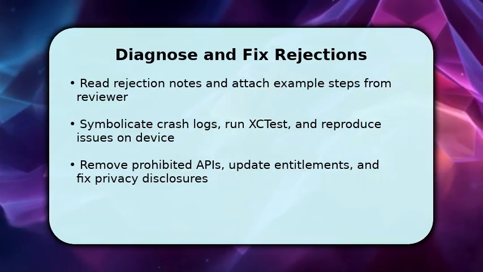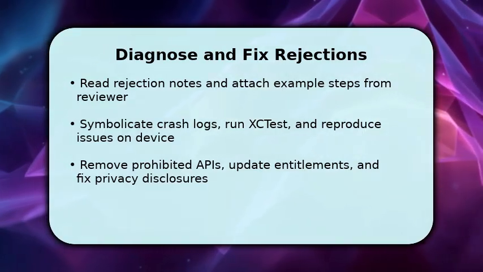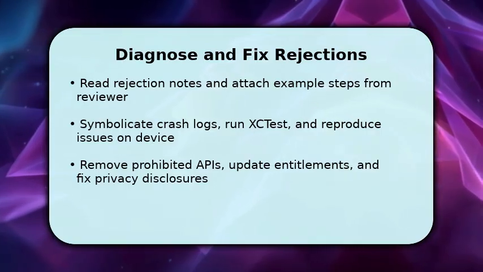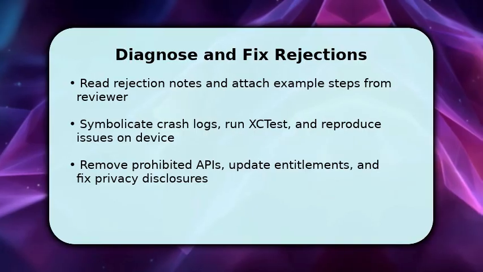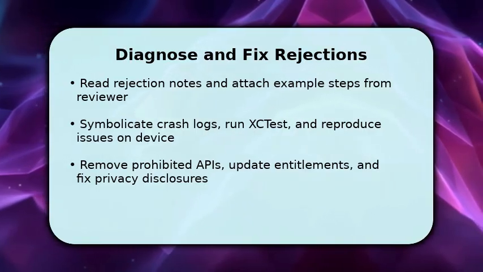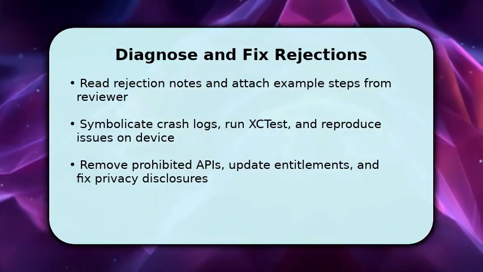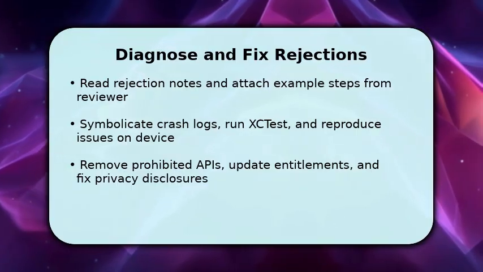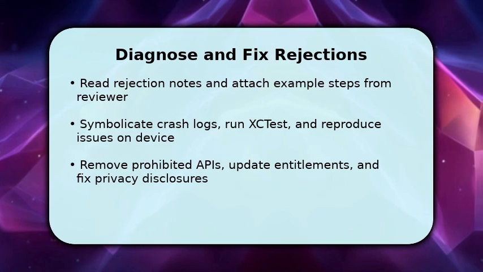Once you identify the faulty code or entitlement, patch it, update Info.plist, list privacy keys and remove prohibited APIs. When changes are ready, create a new archive and ensure the build passes static analysis before preparing the next submission.